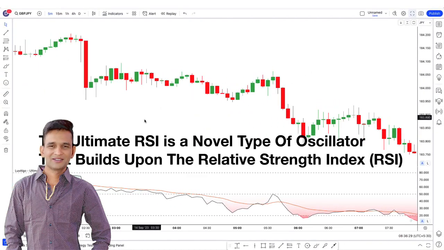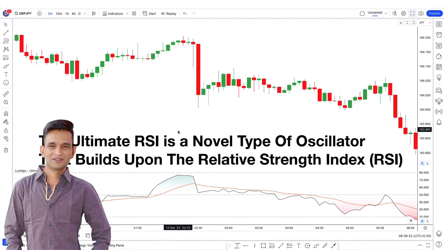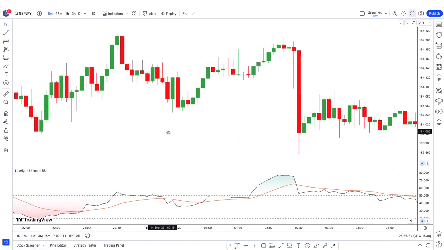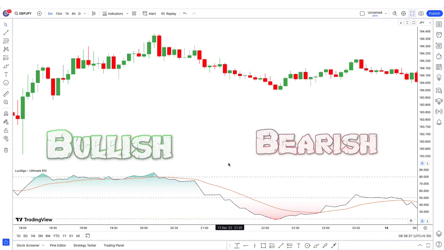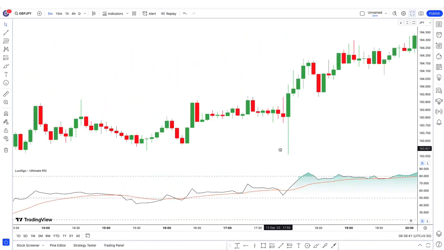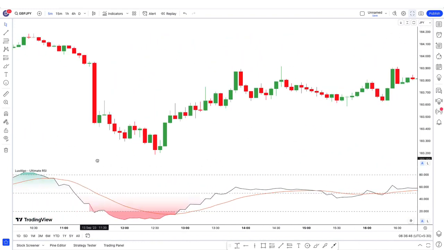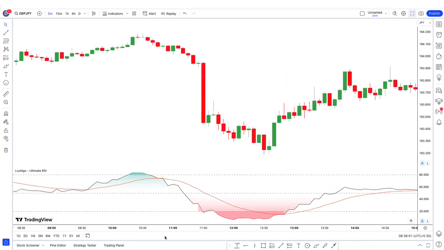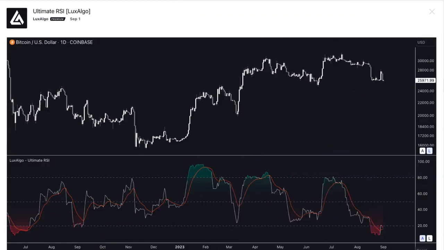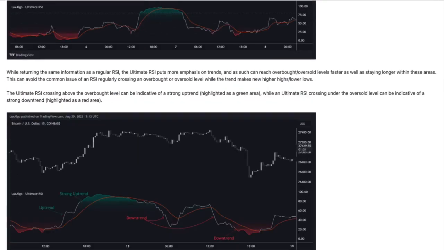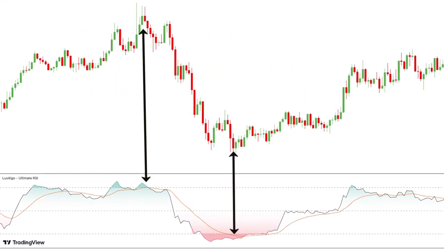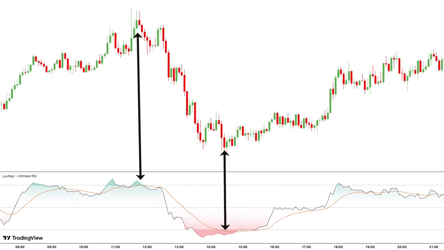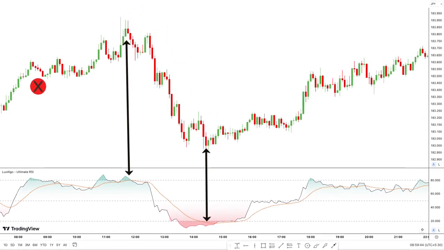The Ultimate RSI is a novel type of oscillator that builds upon the Relative Strength Index, a popular momentum tool used to compare recent gains and losses to identify overbought and oversold market conditions. The Ultimate RSI has been fine-tuned to place more emphasis on following trends rather than adopting a contrarian approach. In essence, it strives to more robustly identify and adhere to the prevailing trend of an asset, as compared to the traditional RSI. The Ultimate RSI can identify the overbought or oversold levels in the market more quickly and stay in these levels much longer, potentially reducing the number of false signals.